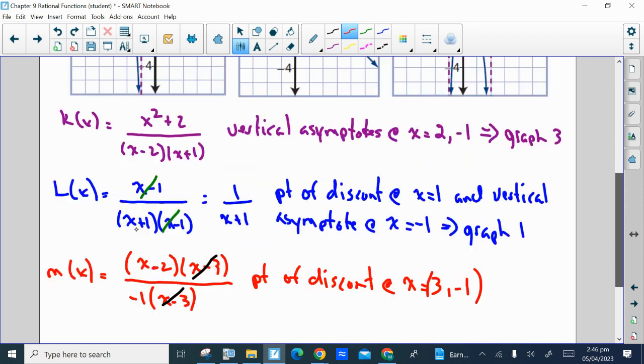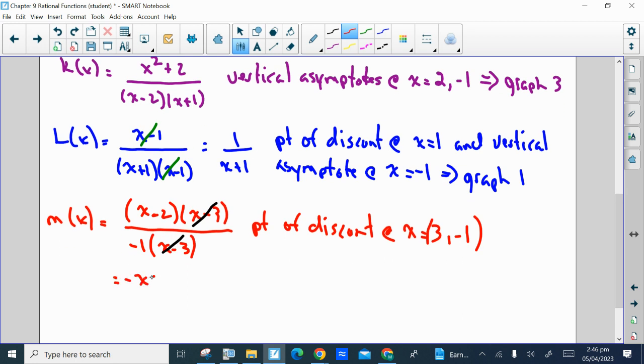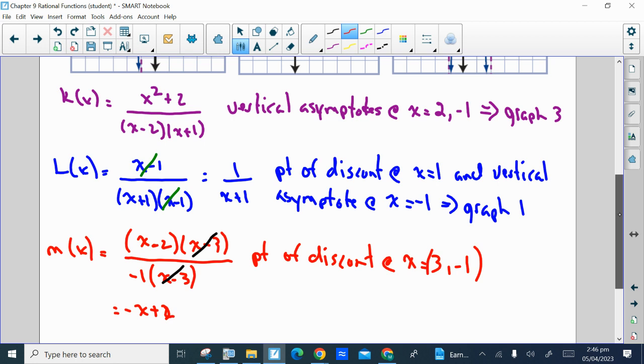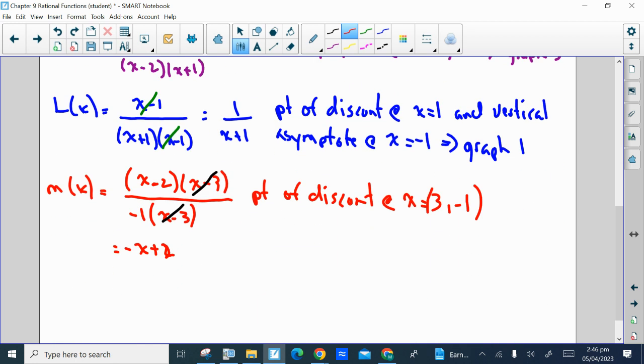As well, when you simplify this equation, you'll get negative x plus 2, which means it's a line that has a y-intercept of plus 2 and a slope of negative 1. That also matches graph number 2. Okay?